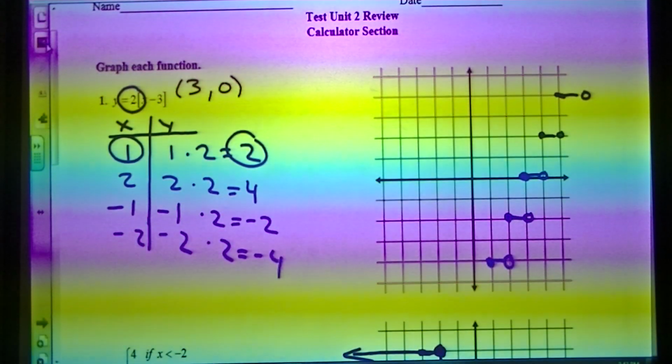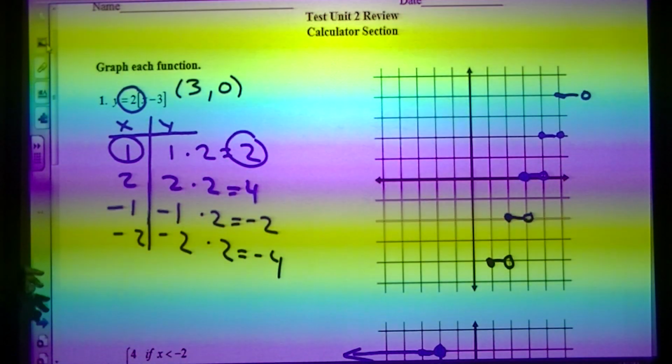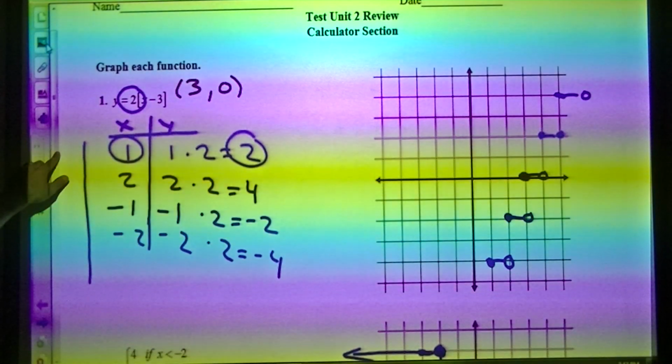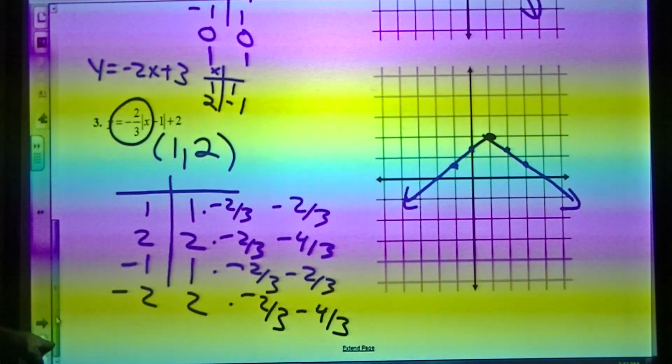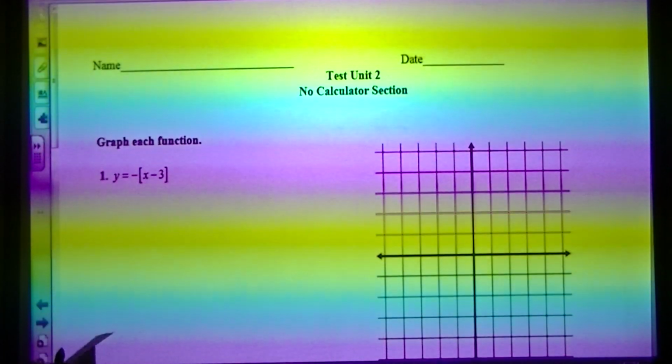Let's see how much time I have left. Okay, plenty of time. Oops, didn't need to do that. I think that's it for that page. Let's go on to the next page.